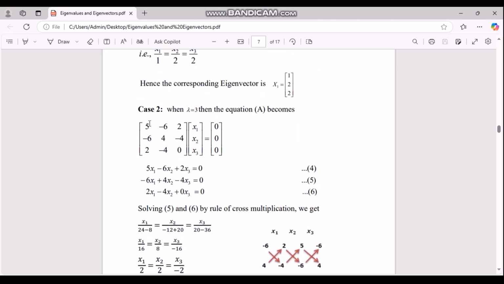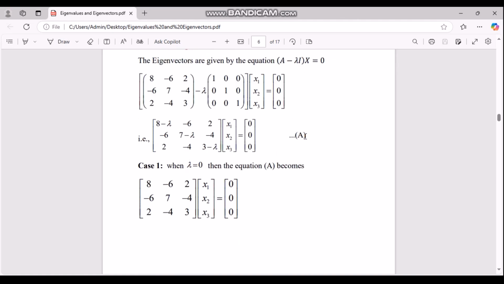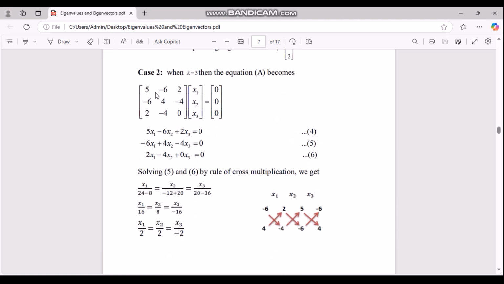Similarly, I can go for finding the eigenvector corresponding to lambda equal to 3. In equation A, you substitute lambda equal to 3. So what do you get? 5, -6, 2; -6, 7 - 3 is 4 and -4; then 2, -4, 3 - 3 is 0.